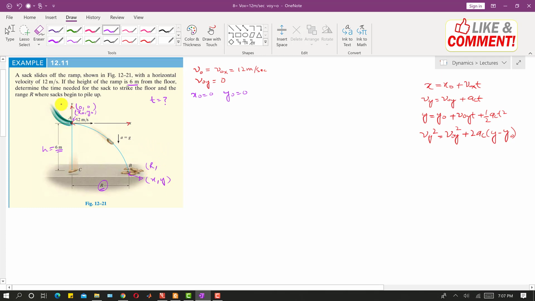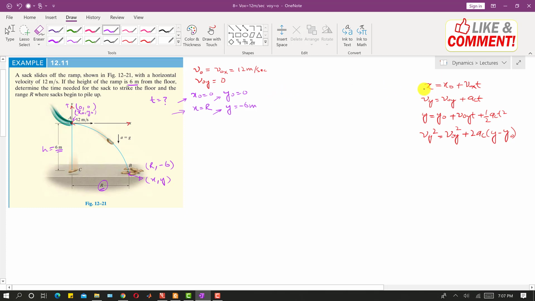Since the positive y is in this direction, the sake will travel 6 meters in the negative y direction. So the y coordinate of point B will be minus 6 meters. This means that x is equal to R and y is equal to minus 6 meters. So these are the final coordinates and these are the initial coordinates.